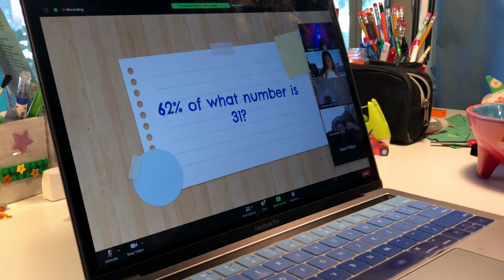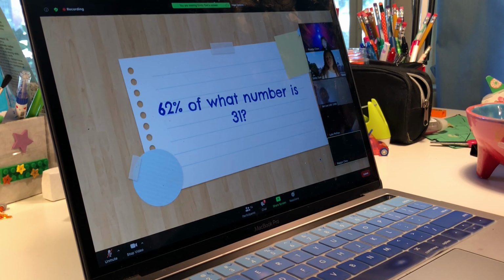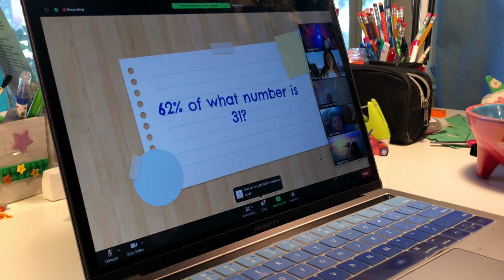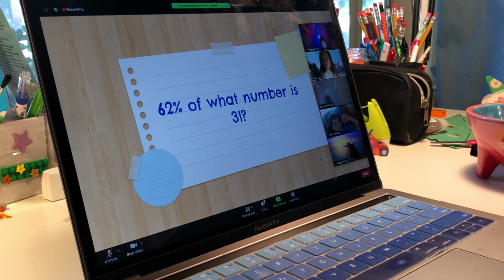Okay, what did you all get? I got 50. 50? Anyone else? I got 50, but I don't see it on my paper. Okay, you might not. 50. I got 50. 50? Anyone else? I think you said 31 over 50. 31 over 50, okay. Thanks.